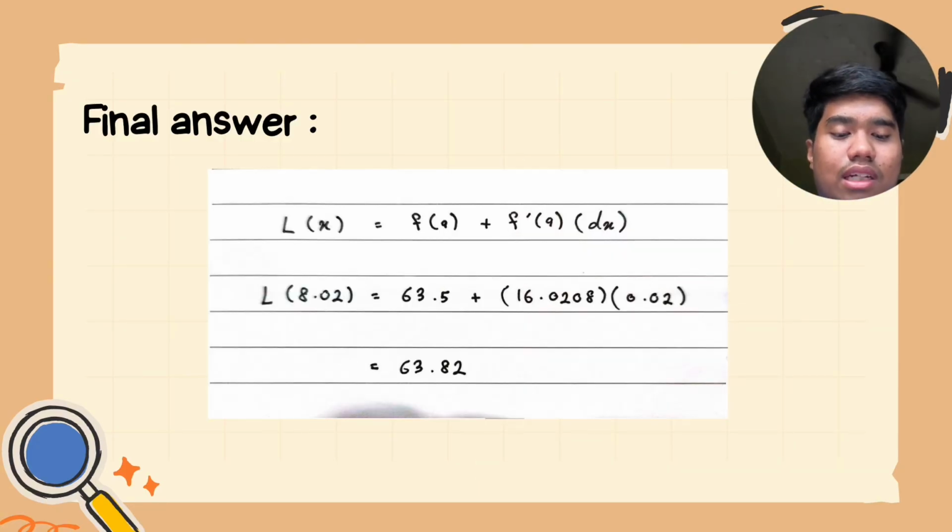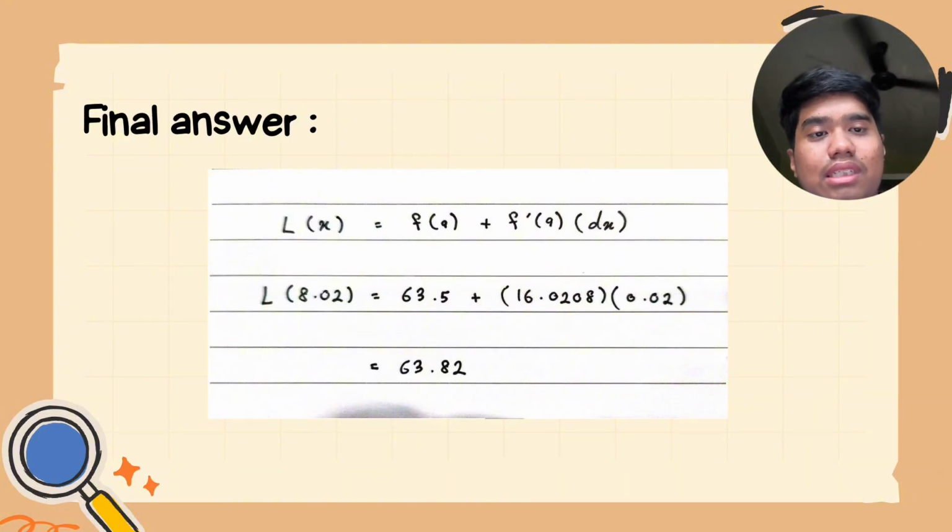Now into our last step, all we need to do is take all the values and put them into the formula, which is L(x) equal to f(a) plus f prime (a) dx, and we will get 63.5 plus 16.0208 times 0.02, that we will get 63.82. We will only take it to 2 decimal places. Thank you.